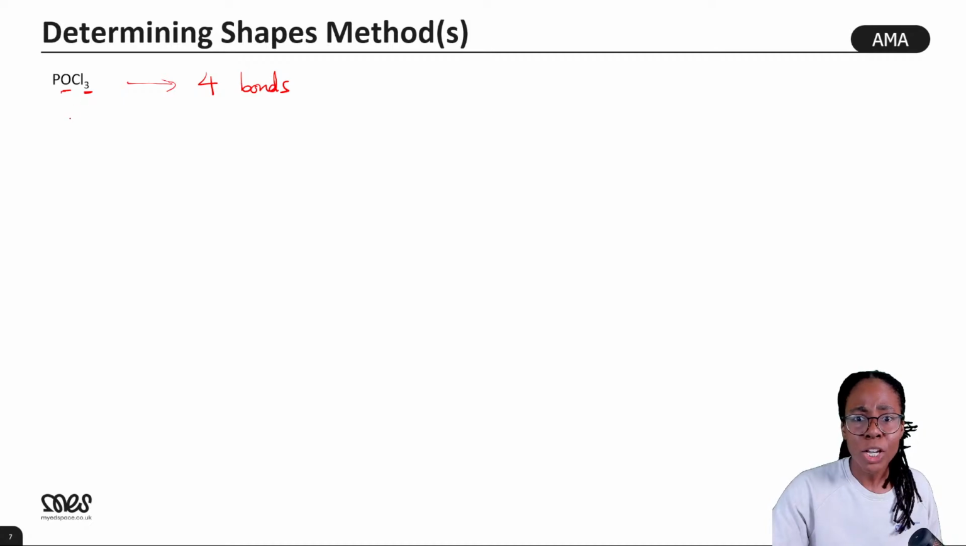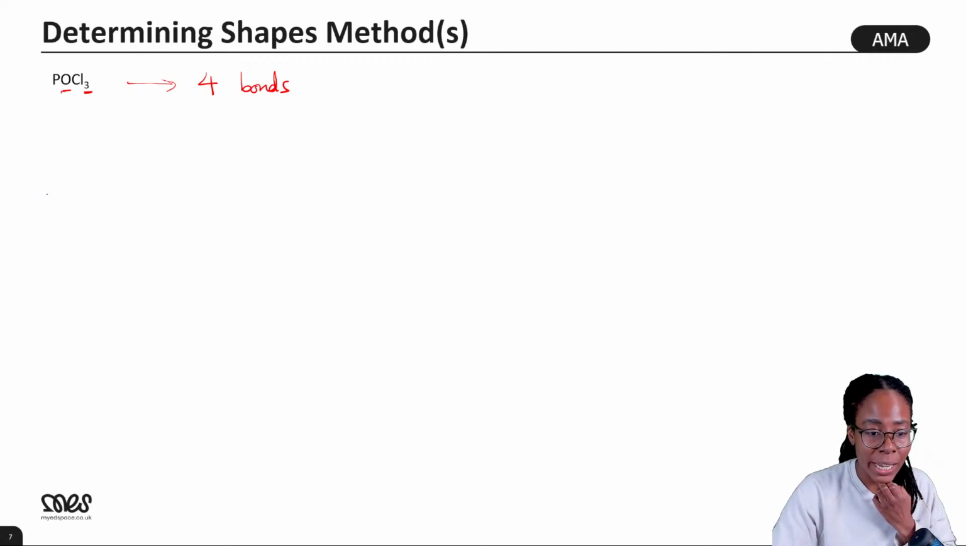Okay, so let's figure out how many lone pairs we have. Actually, I'm going to ask you to talk me through it. How do we start? Phosphorus is in group 5. So that's going to be our first number.